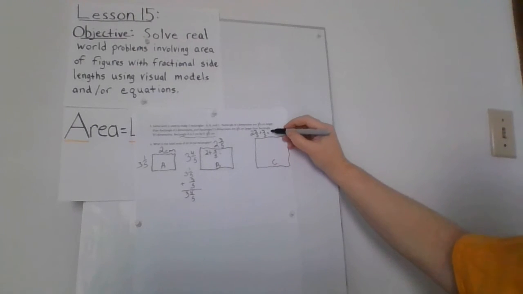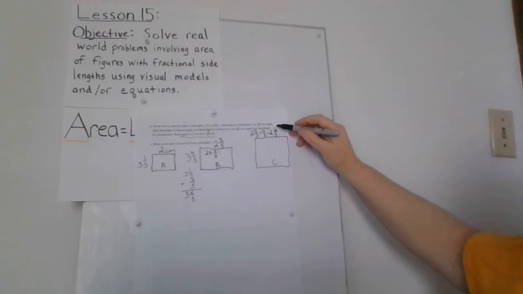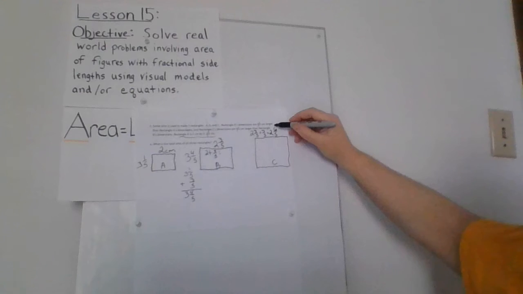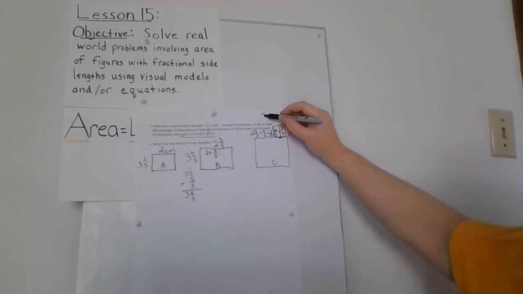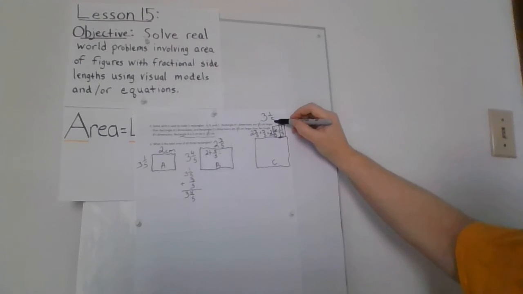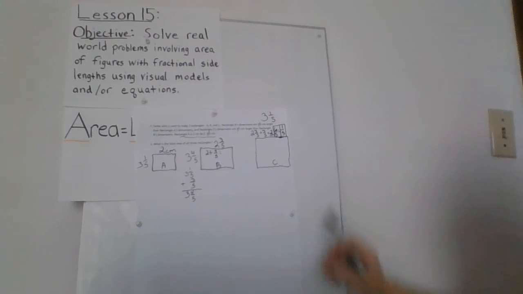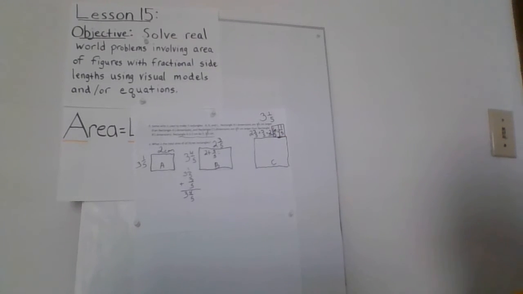So that's going to give me 2 6/5. I can't leave 6/5 as improper, so I'm going to change 6/5. 5 fits into 6 one whole time, and that leaves me with 1 left over. But now I have to add these two pieces together. So 2 plus 1, that gives me 3 1/5. So 3 1/5 is my length for C.